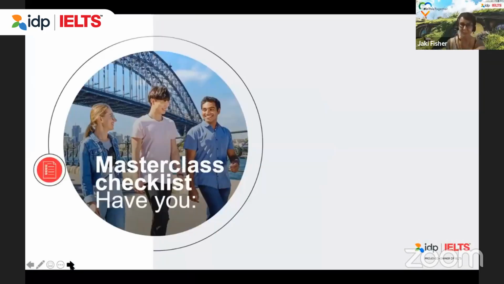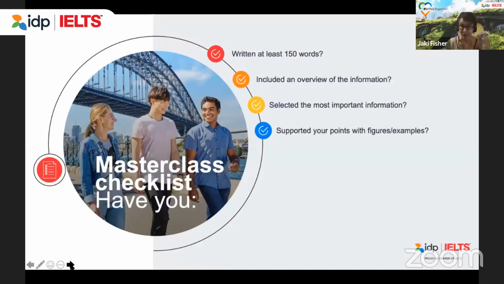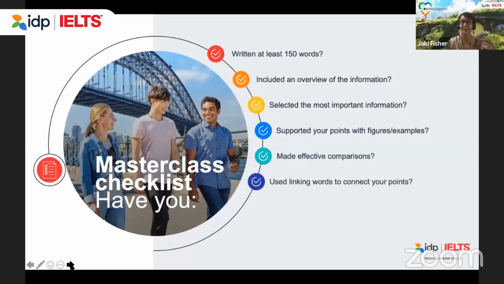Okay, so let's just summarize because we need to talk about general task 1 soon. So you must have your minimum 150 words. There's no maximum. You must have this overview. So you can put it after the introduction or at the end. Please pull out the most important information like we did. And you need to support it with lots of data. Remember to compare, using apart from, while, whereas, in comparison, and linking words to make it flow.